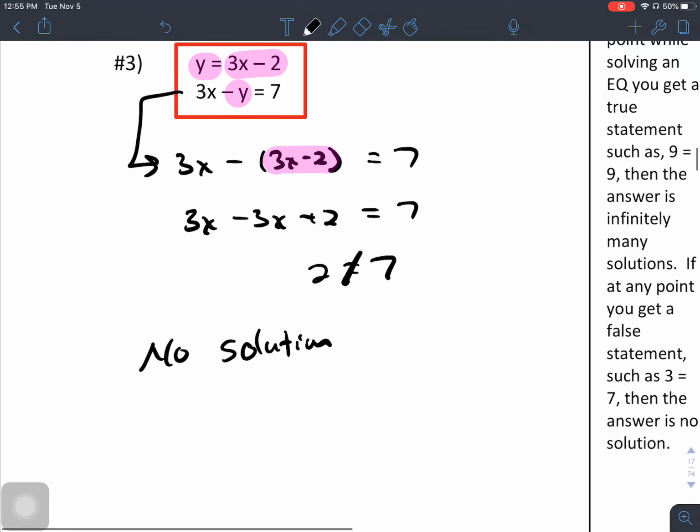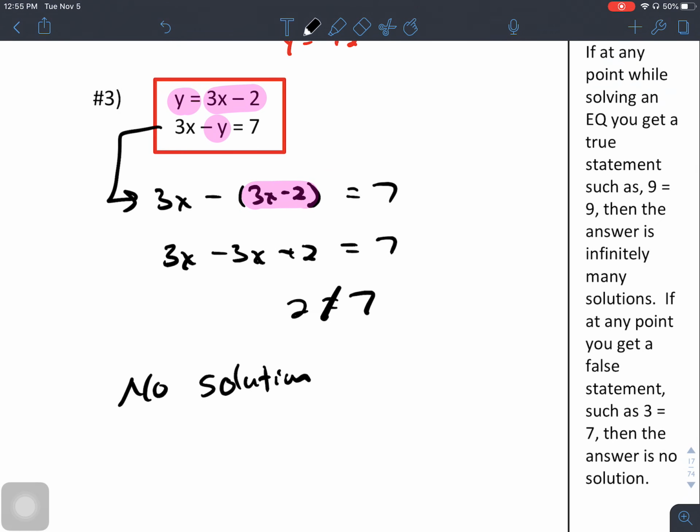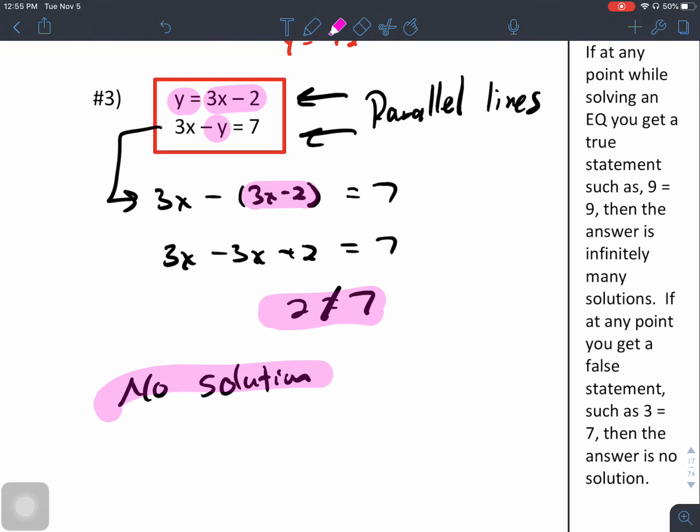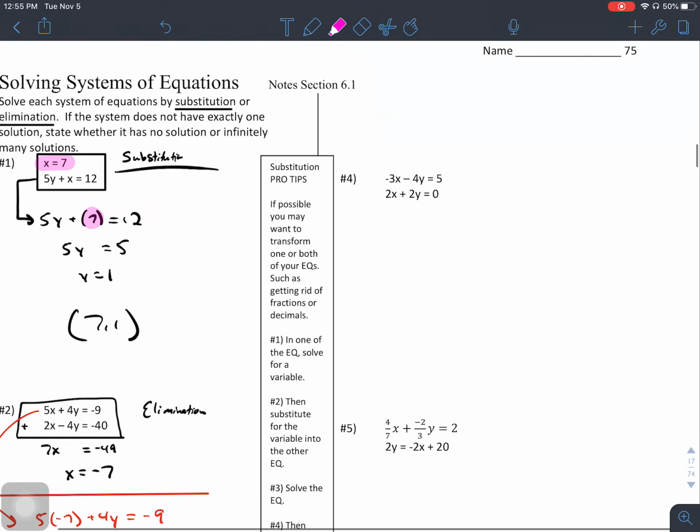What would that mean graphically? It means if we were to graph these two equations, they would be parallel to each other. Parallel lines have no ordered pairs in common because they never intersect. Long story short, if you get a statement that's false, it's no solution. Let's check out number 4.